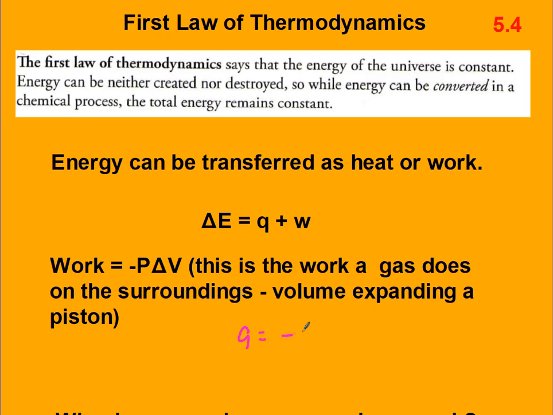When Q is negative, it's exothermic. And if Q is positive, then it's endothermic. So releases energy, absorbs energy. When work is negative, that means that work is being done on the surroundings. And if work is positive, then work is being done on the system.